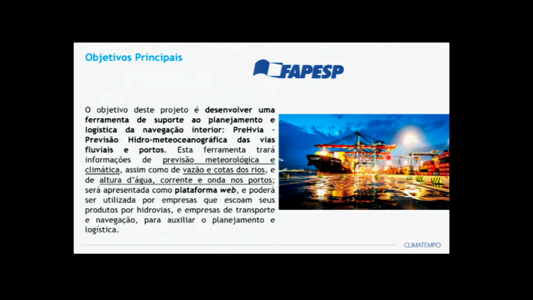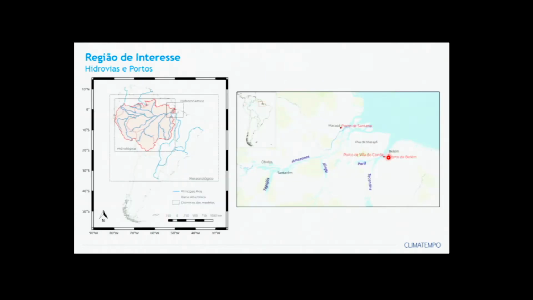So we are working on a decision support tool that will have forecasts, like meteorological forecasts, oceanographic forecasts, and also hydrological forecasts together, okay? So it's a web-based tool that all the clients can access and then have the forecast for the region. Our first goal was the Amazon region. So we are targeting most of the waterways.